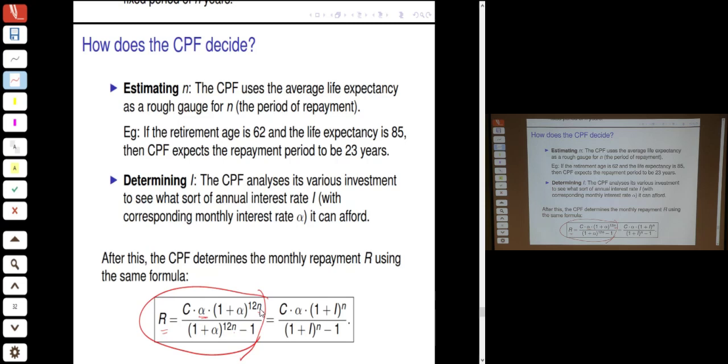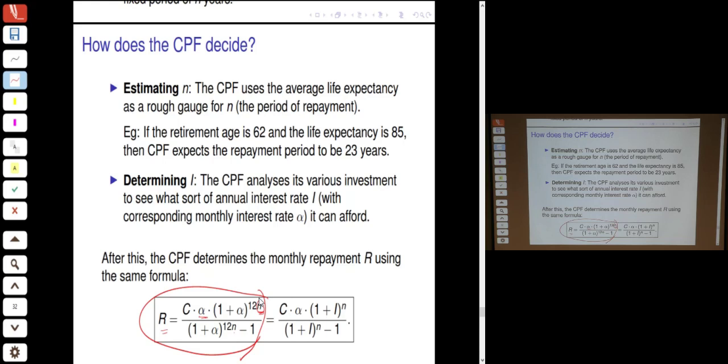So instead of N being a predetermined amount agreed upon between you and the bank in the mortgage case, in the case of the CPF, N is an approximate number of years, used by the CPF often in the form of average life expectancy as an estimate for N, which is the number of years CPF needs to pay you every month as your pension.